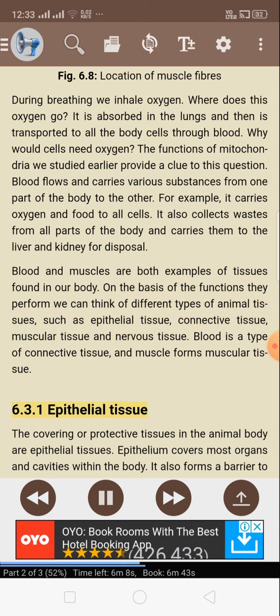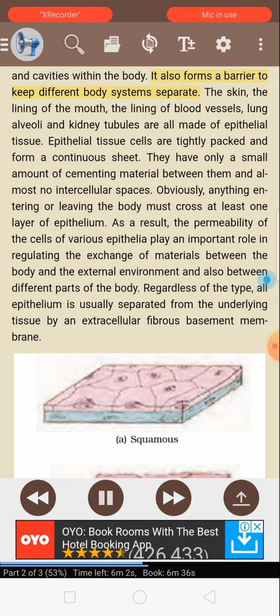6.3.1 Epithelial tissue. The covering or protective tissues in the animal body are epithelial tissues. Epithelium covers most organs and cavities within the body. It also forms a barrier to keep different body systems separate. The skin, the lining of the mouth, the lining of blood vessels, lung alveoli, and kidney tubules are all made of epithelial tissue.